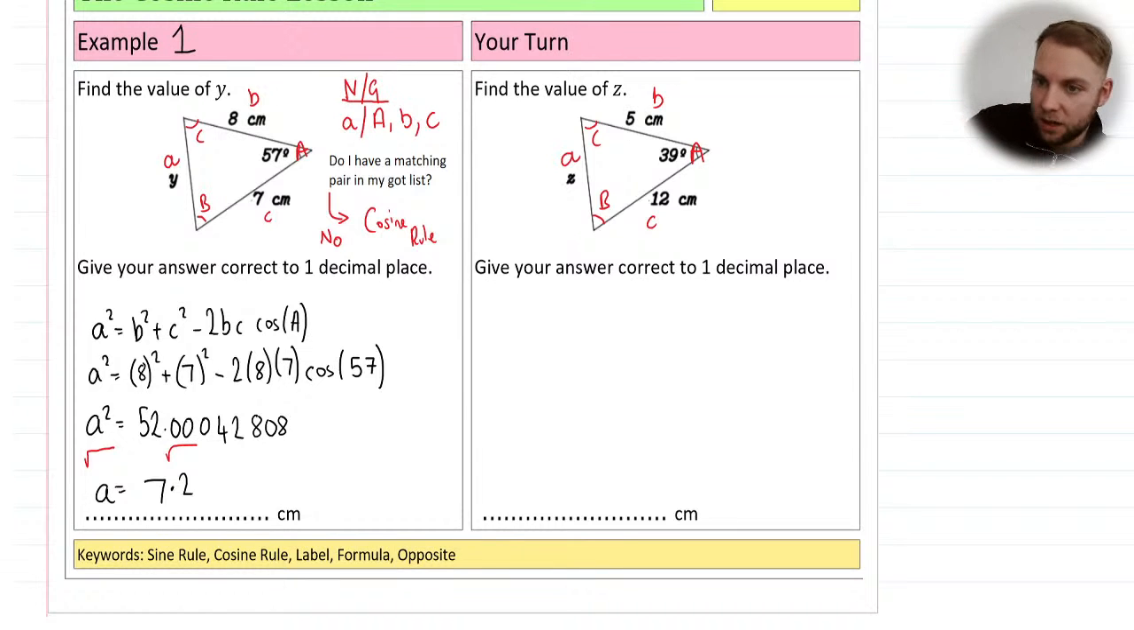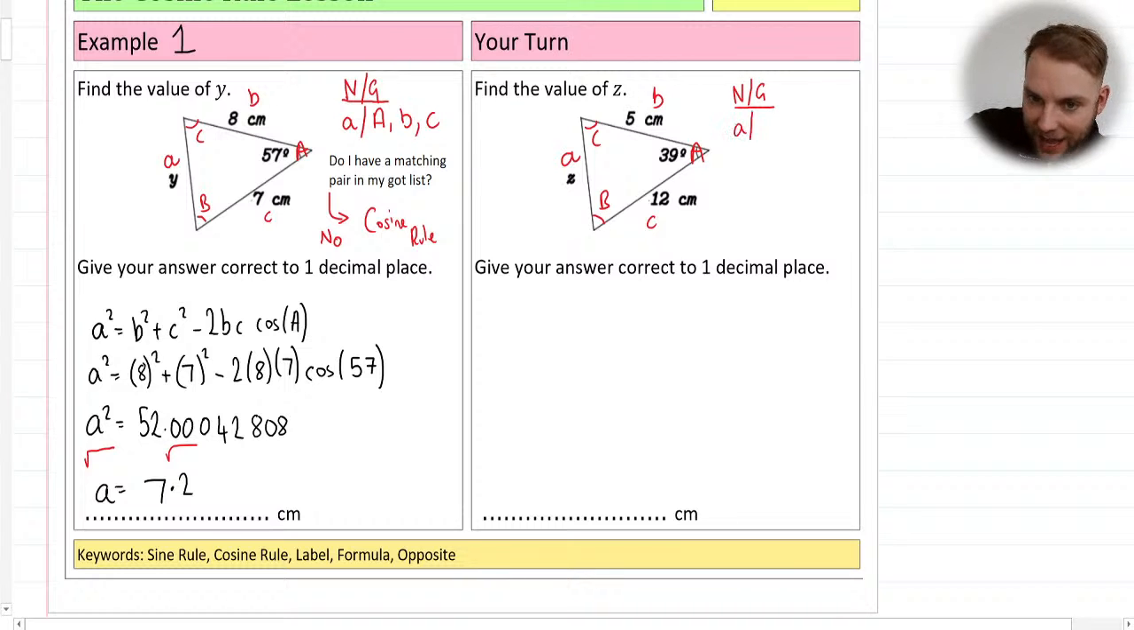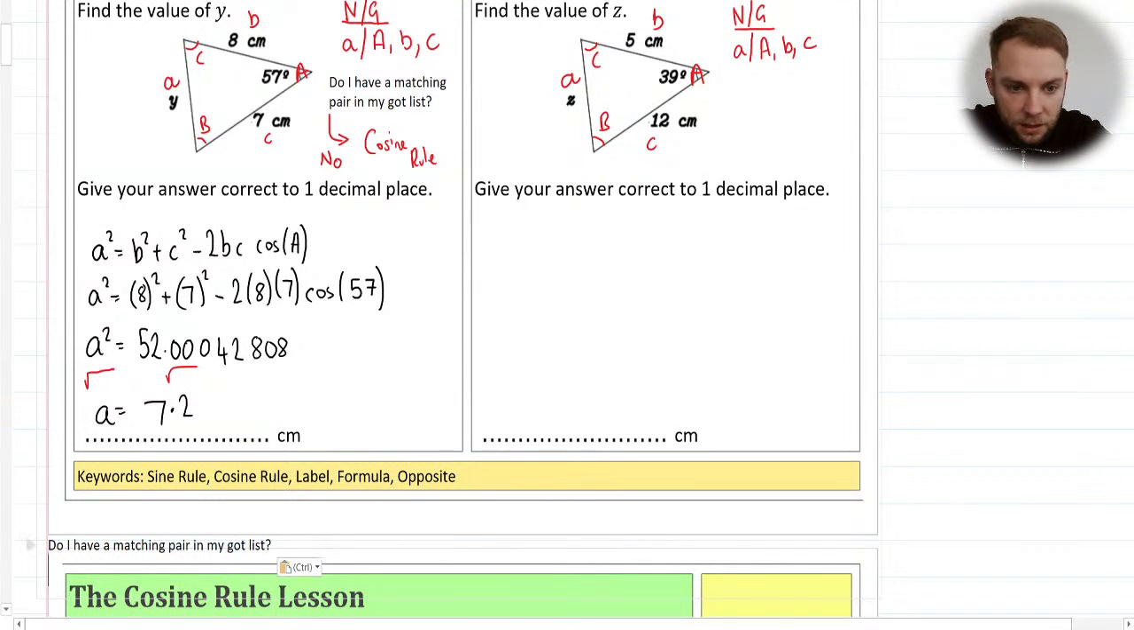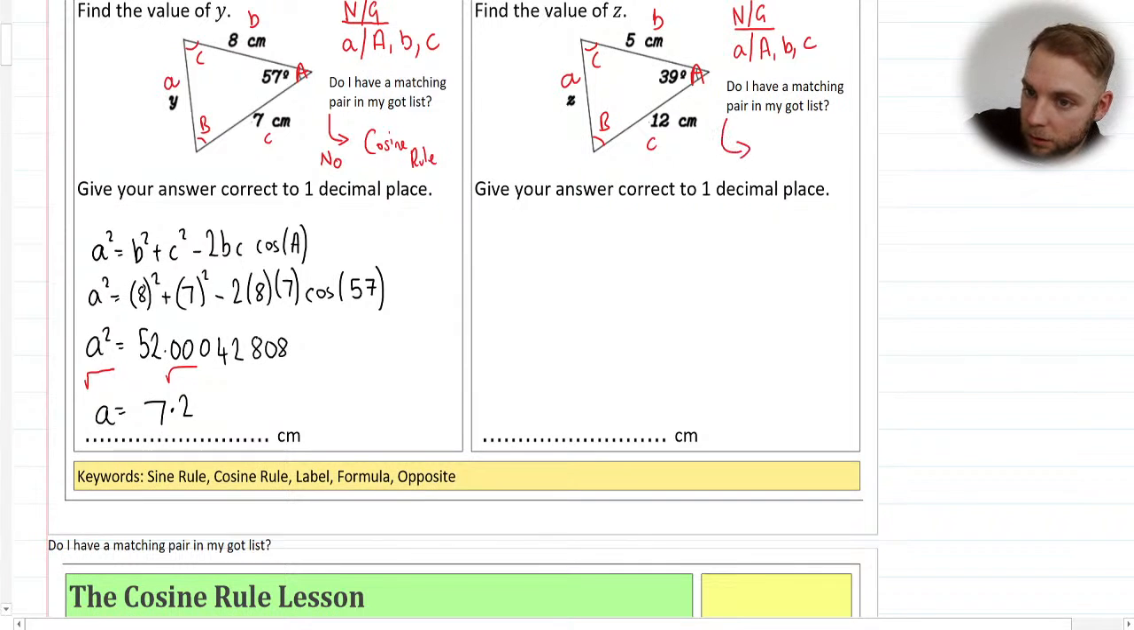So then I do my need and got list, which is over here. So need slash got, and I need in this case lowercase a. I've got capital A, I've got lowercase b, and I've got lowercase c. I ask myself the question, do I have a matching pair in my got list? And the answer to this one here is no. So I'm going to be using the cosine rule.